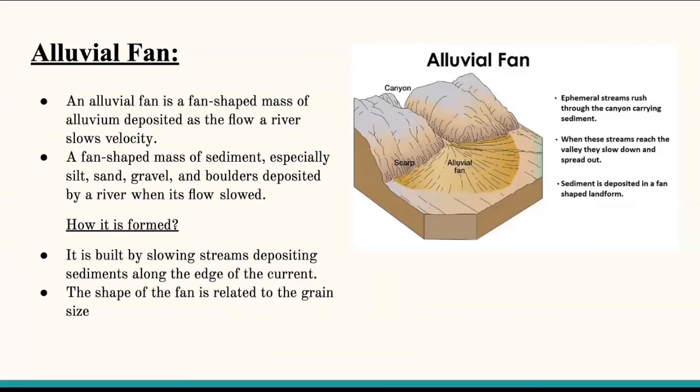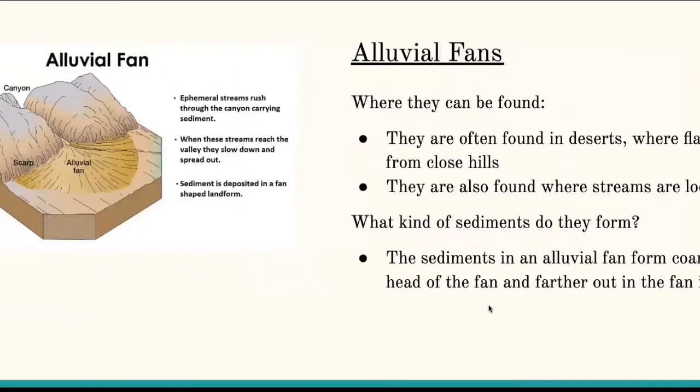How are alluvial fans formed? They're formed by slowing streams depositing sediments along the edge of the current. And the shape of the fan is related to the grain size. An example of this would be fans built of silt, sand, and fine gravel. They're going to have a more broad, flattened profile than if they were bigger boulders and stuff like that.